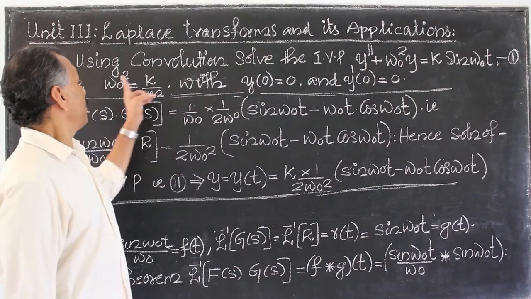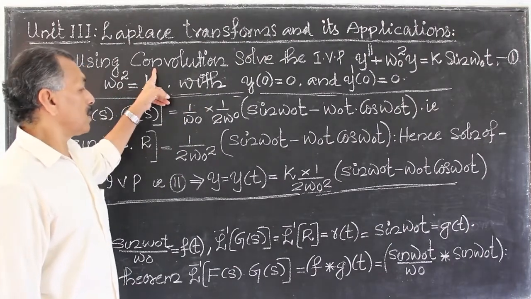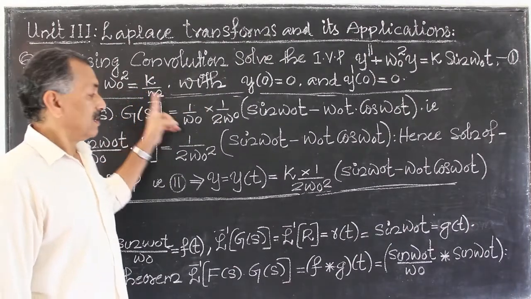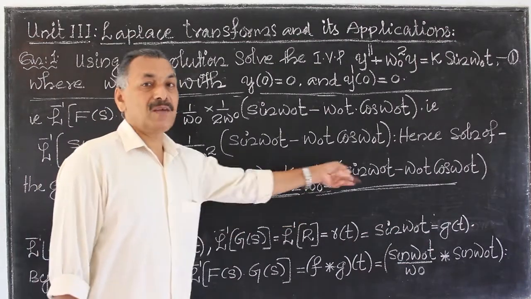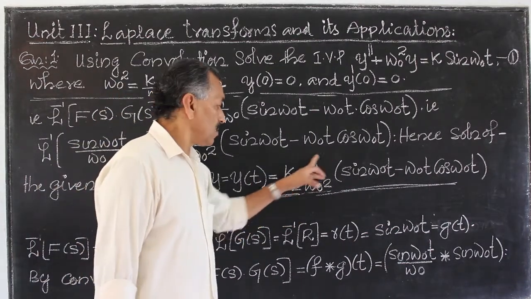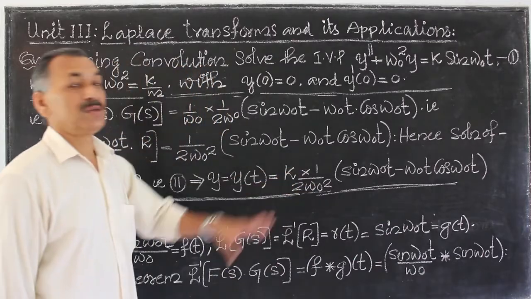In the k value, what is omega naught square? Omega naught square is equal to k divided by m, which is given. K divided by m. Then k gets cancelled. Then the remaining value is the answer. That is equal to 1/2 omega naught square into this one.